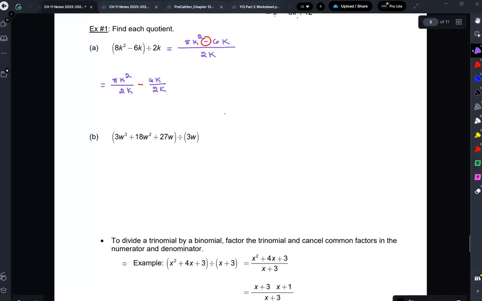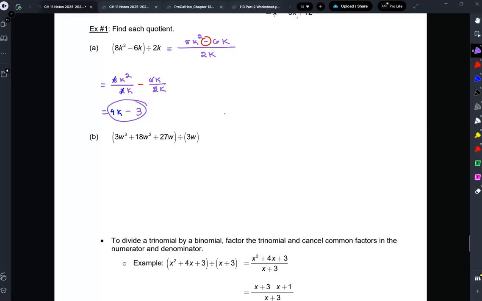All right? And then this becomes like 2 mini problems. So here, the 8 and the 2 give me a 4. The k's, how many k's am I going to have left over? 1k. Minus the 6 and the 2 give me a 3. The k's go away, so I get 4k minus 3.